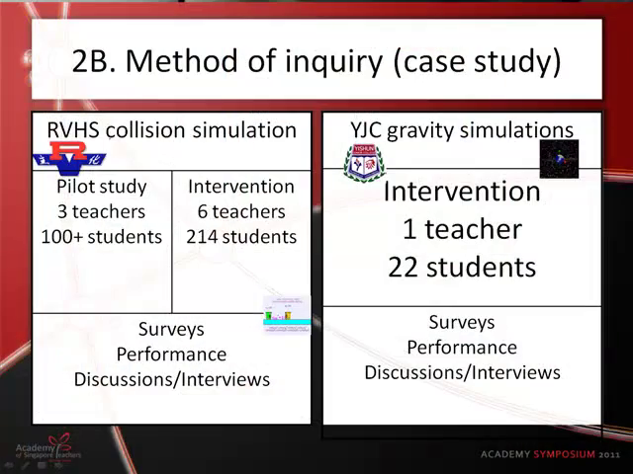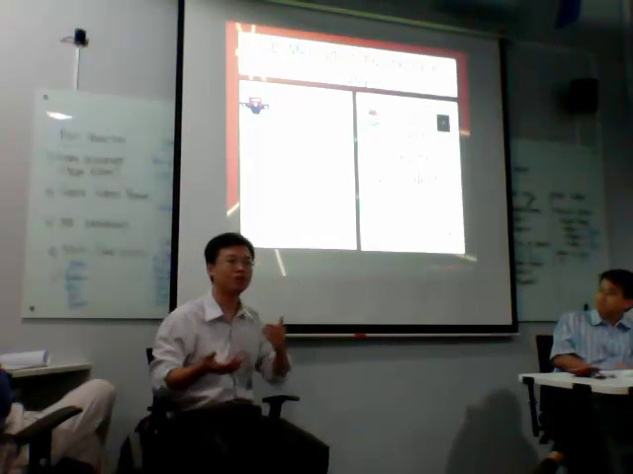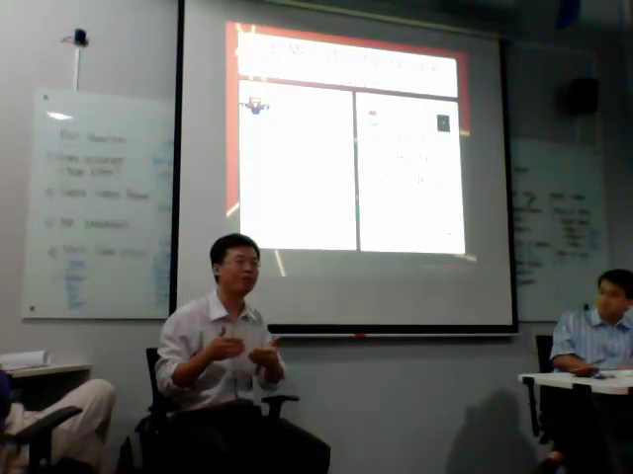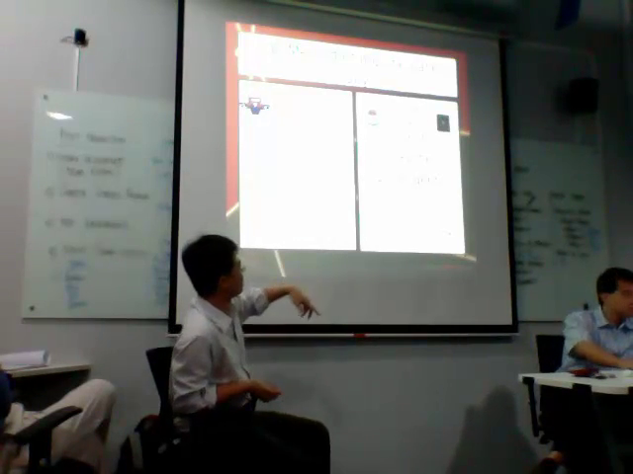So River Valley, we did this. So the good news I can tell you is that there were six teachers involved, 200 over students. Okay, later there will be a video that will show this. We did a survey of performance of the learning, and then we had discussions with the teachers and the students. Okay. For YJ, it was a less ambitious one. We did it with just Jimmy. Okay. We had 22 students, which was part of the school's initiative to pilot something with one-to-one computing. So again, we did the same set of things.